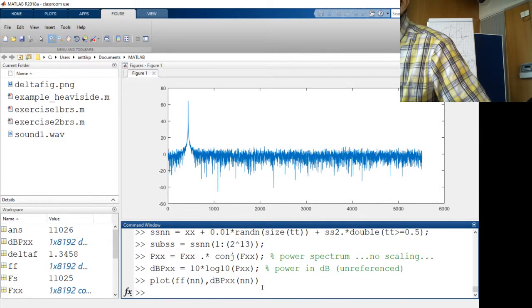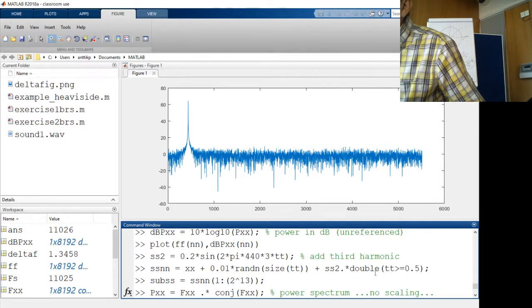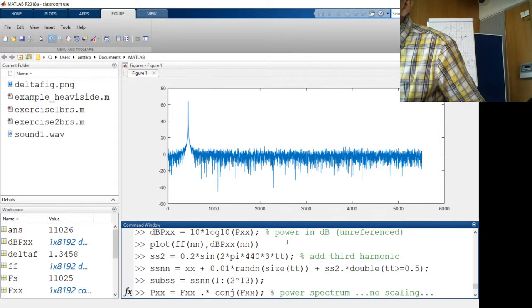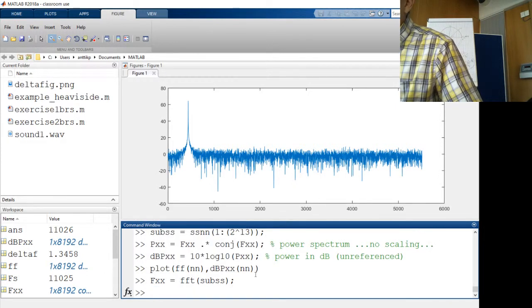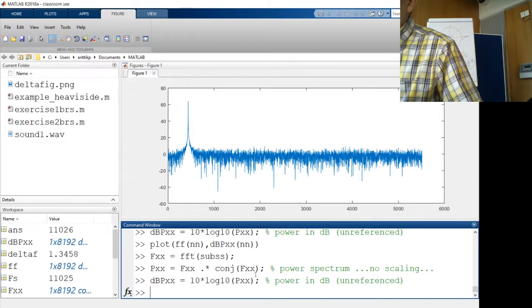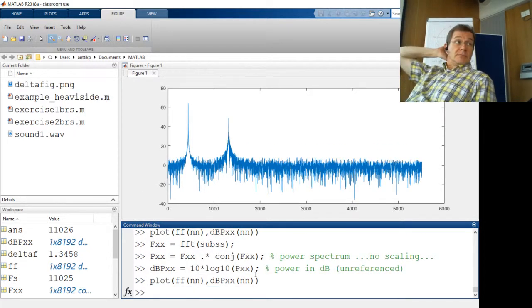Whoa, why didn't it show up in here? Why did it not show up in here for PXX? Oh, I should have calculated also the FXX. Then PXX. Then decibels. Then plot it. Okay, now we have the third harmonic.